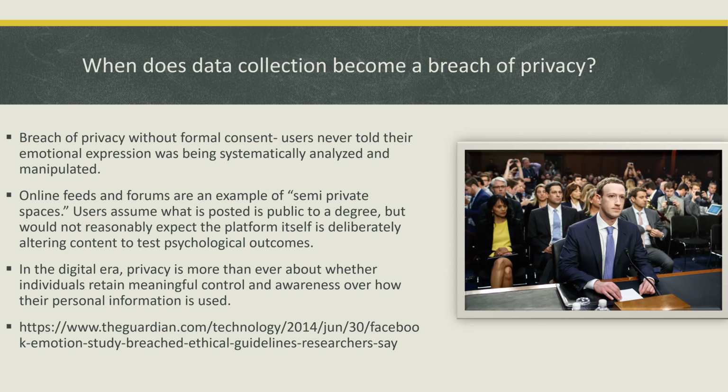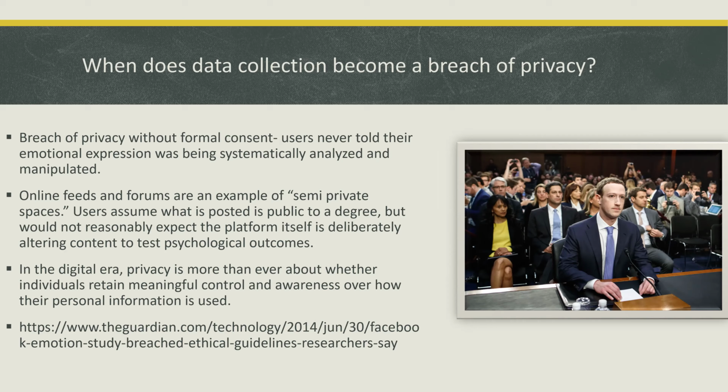Users assume a degree of contextual privacy, that what they post is seen by friends, with an algorithmic system designed to personalize content. They do not typically assume that the platform itself is deliberately altering emotional inputs to test psychological outcomes. Confidentiality in research is not only about stripping names from datasets, it is also respecting the boundaries participants believe exist around their personal information. When those boundaries are crossed without notice, trust erodes.